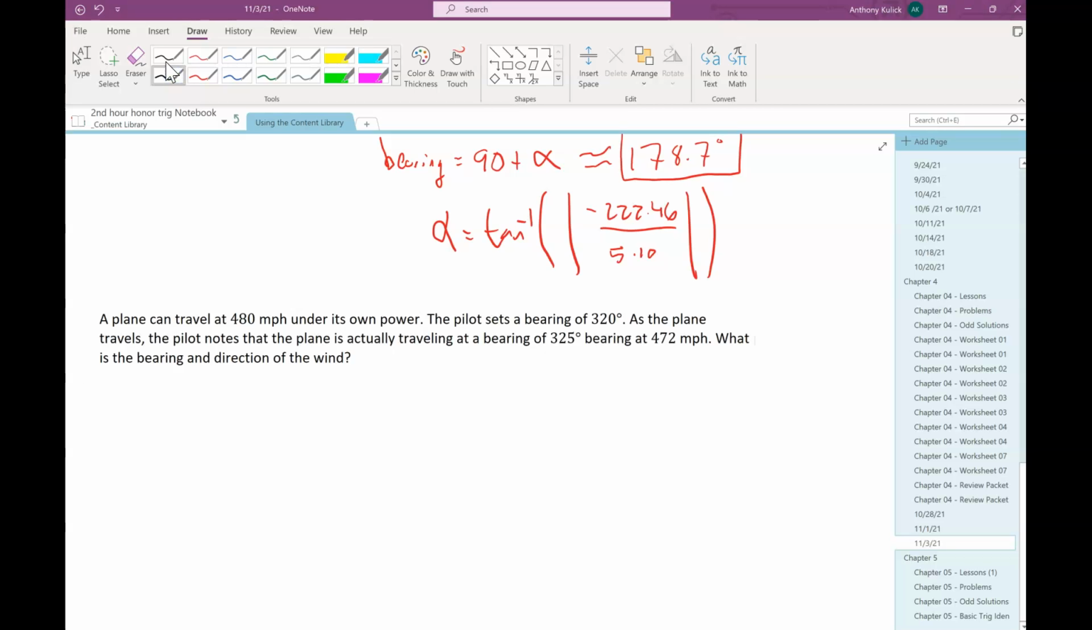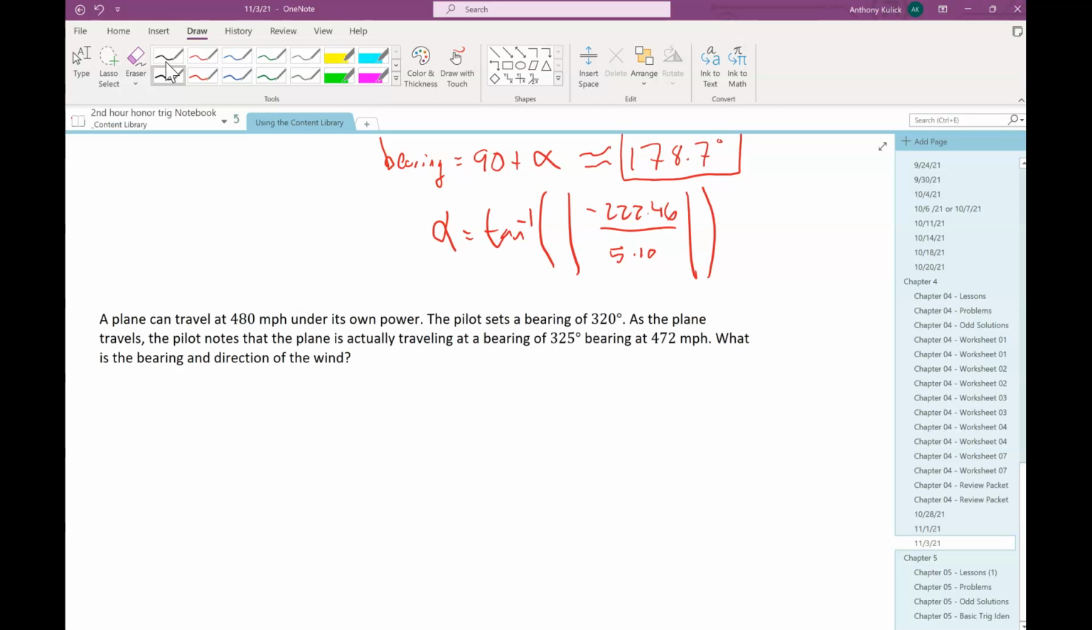So here it says a plane can travel 480 miles per hour under its own power. The pilot sets a bearing of 320 degrees. As the plane travels, the pilot notes that the plane is actually traveling at a bearing of 325 degrees and a speed of 472 miles per hour. What is the bearing and direction of the wind?